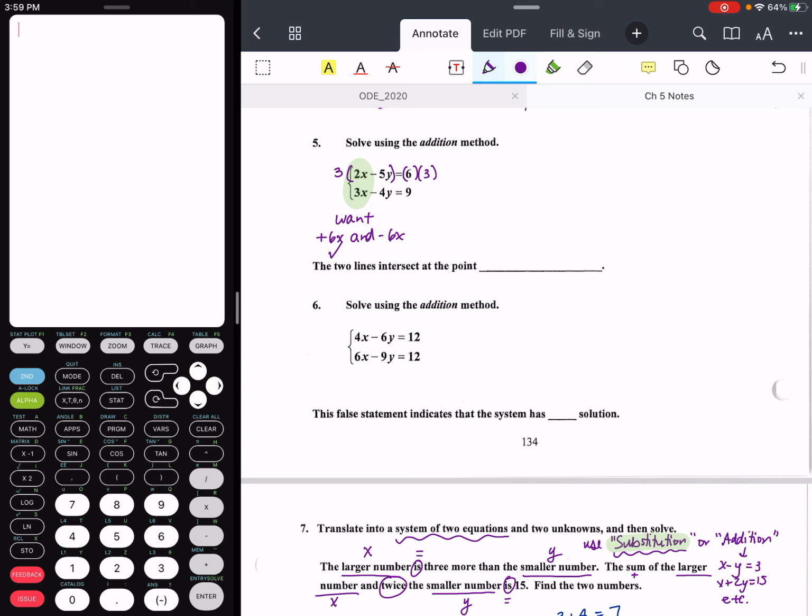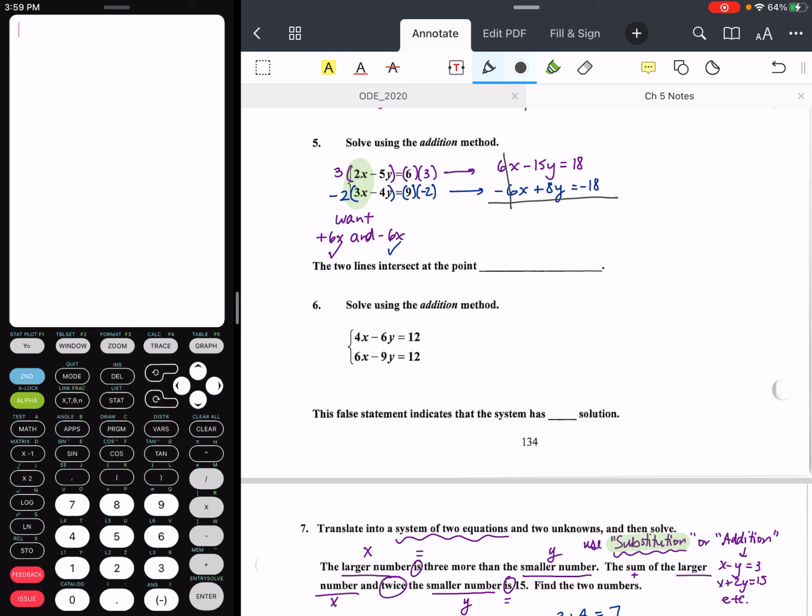This is going to give me my plus 6x. So 3 times 2x is 6x. Minus 15y equals 18. For my second equation, now I want that -6x. I already have 3x, so I need to multiply by -2 on both sides of the equation to get that -6x. So -6x plus 8y equals -18. All right, so I've got my opposite coefficients for x. And now I'm going to add these vertically because they're all in standard form already.